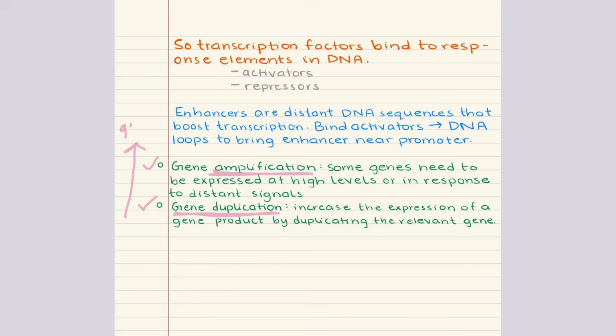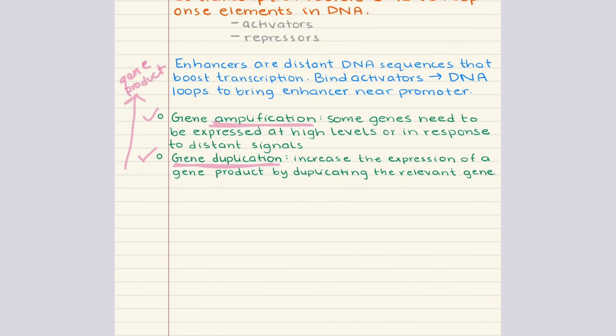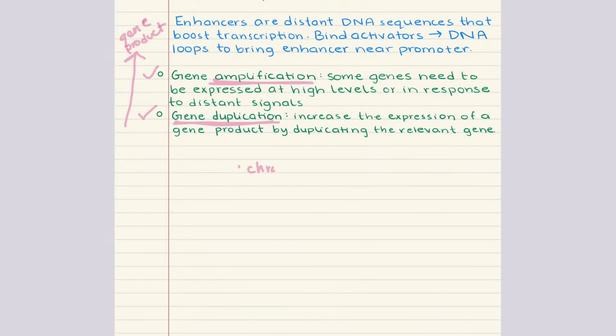Now, to summarize the big picture, gene regulation in eukaryotes happens at multiple levels. It starts with chromatin structure. Acetylation opens DNA, deacetylation closes it, and methylation silences it long term. Then we have transcription factors, which locate promoter and enhancer regions and use their DNA binding and activation domains to regulate gene expression. And finally, we have amplifying mechanisms like enhancers, gene duplication, and gene amplification to further control how much of a gene product is made.